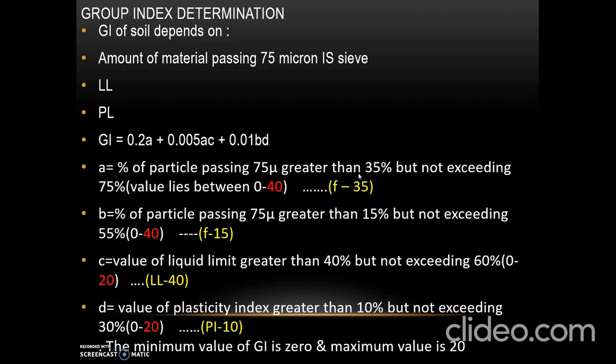Similarly here, if suppose the value of A is given as 34%, but 34% is less than 35, then we will have to take the value of A equal to 0. And even here, if the value of B is 14%, then we will have to take it as 0 because the value of B should be greater than 15%. Similarly, if the value of C is 39, which is less than 40%, then we will have to take the value of C as 0.